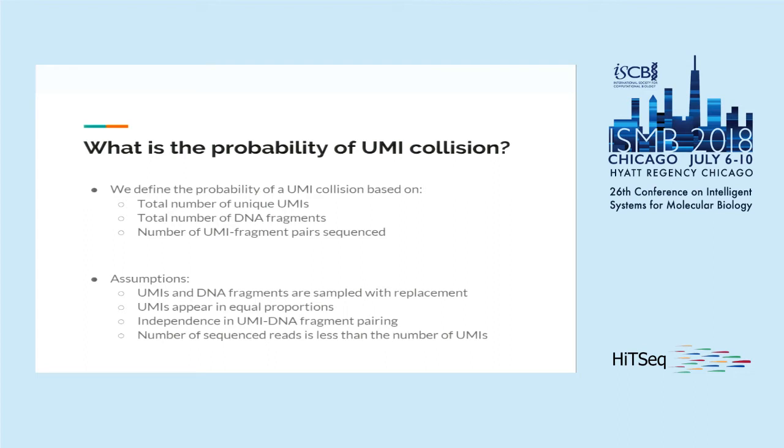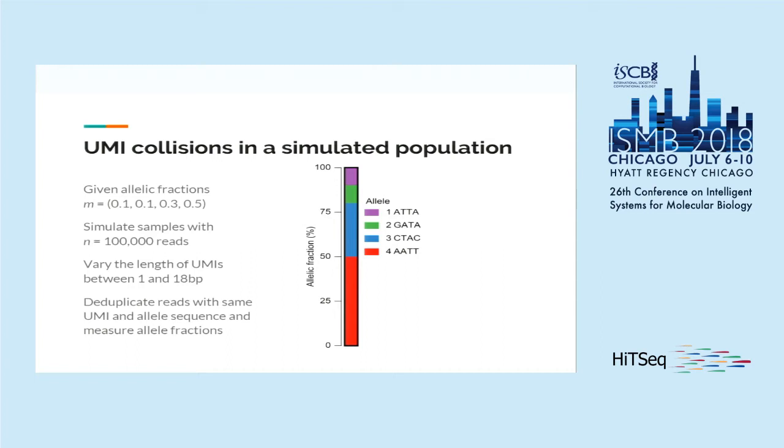So with these caveats, we're going to move first to a simulated population in which our allelic fractions are as shown in this bar plot here. The purple population is 10%, and the green population is also 10%. The blue population represents 30% of the alleles, and then the red population is 50% of the alleles. So here we have a sample with four separate alleles with defined frequencies in the population. And then we're going to simulate samples with 100,000 reads, and we're going to vary the length of UMIs between 1 and 18 base pairs. And then finally, we deduplicate the reads with the same UMI and sequence, and then measure the allele fractions.